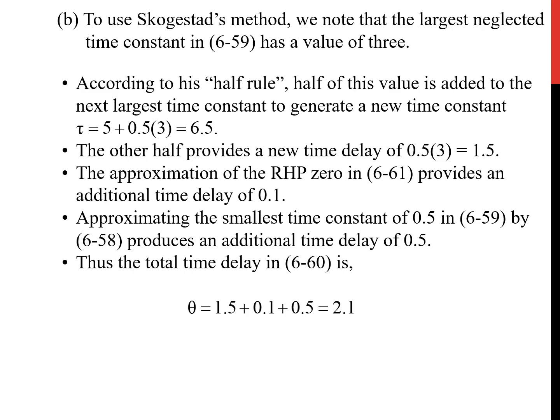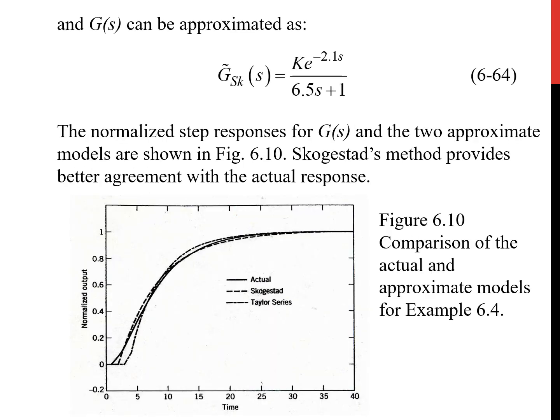We add it with the additional time delay. The original is 0.1, so that means 1.6, and the other one is 0.5. So 1.6 plus 0.5 is 2.1. So this is your new time delay, and this is your new time constant. So in this case, the final first order plus time delay transfer function using the Skogestad half rule is shown here: K exponent negative 2.1 s divided by 6.5 s plus 1.